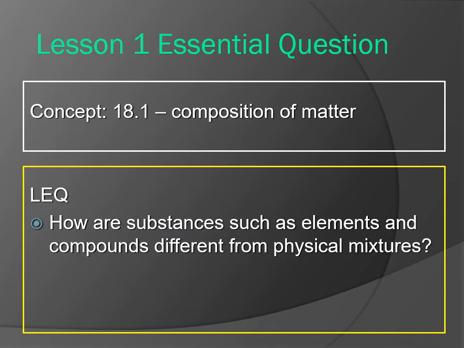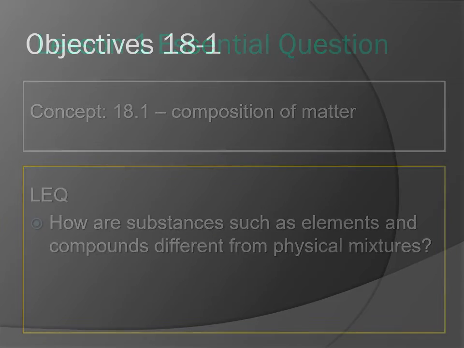So this is section 1. This is the composition of matter. And the question here: how are substances such as elements and compounds different from physical mixtures? And they are very different. So that question, certainly if you can answer that question, you can address a lot of the points that will be made on the test.